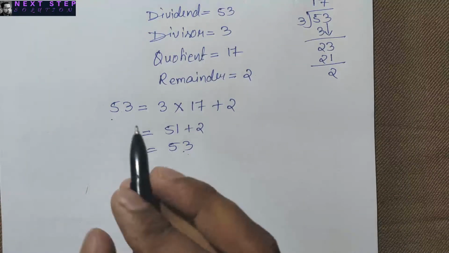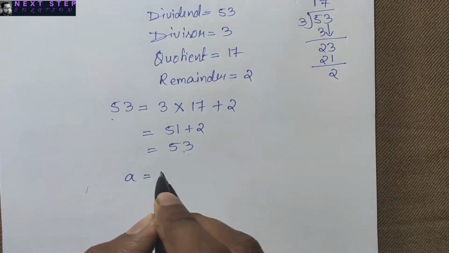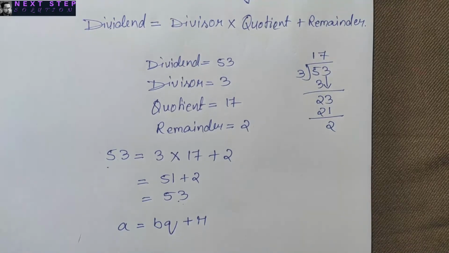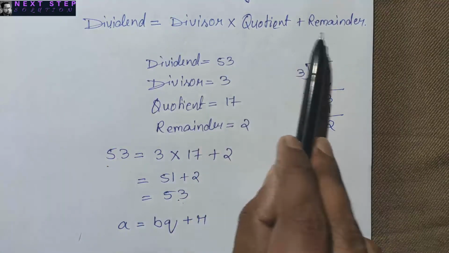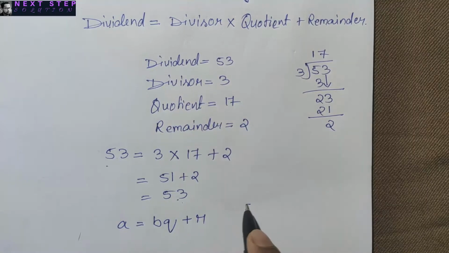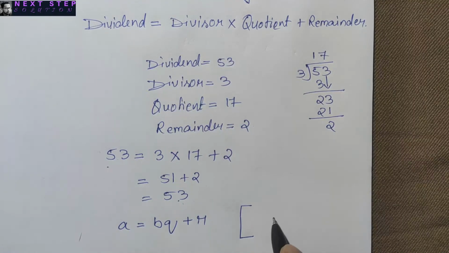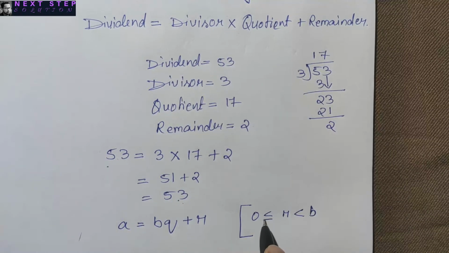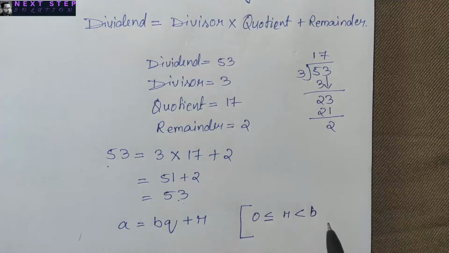Now this can also be written as A equals BQ plus R. We are writing the same thing: dividend is equal to divisor into quotient plus remainder. So A is the dividend, B is the divisor, Q is the quotient, and R is the remainder. Here we have to write that R should be between 0 and B. It should be smaller than B, not equal to B. But it can be equal to or greater than 0. It can be 0 or greater than 0, but it cannot be equal to B. It has to be always smaller than B.